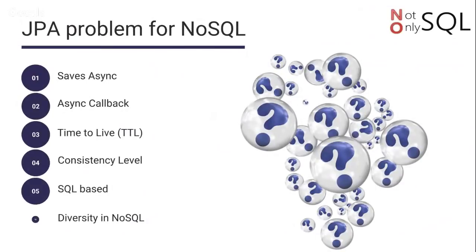And the first solution that people look for is: why don't I use JPA to solve NoSQL issues? The first reason is that JPA was created for SQL technology. So the API did not cover things like saving asynchronously, the time to live definition, the consistency level. And one important thing here in NoSQL databases is that diversity matters in the NoSQL world. So we have Cassandra, which has specific behavior that I'd like to use.